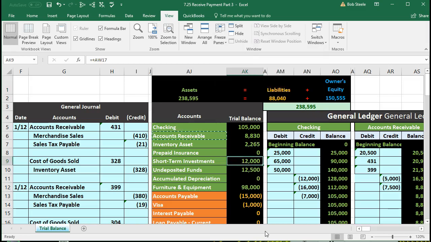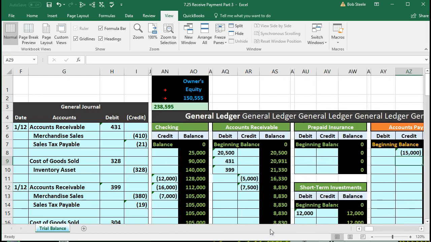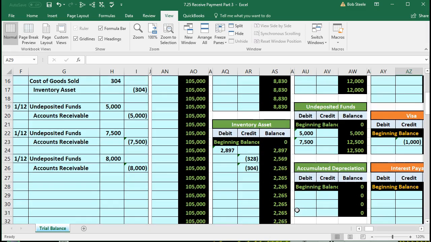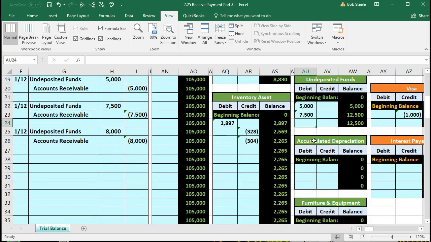Then we're going to find that undeposited funds. We're going to go to the right and find the undeposited funds. Scrolling down, there's the undeposited funds. We are in cell AU24. We're going to select equals in AU24 and point to this 8,000 in H25.